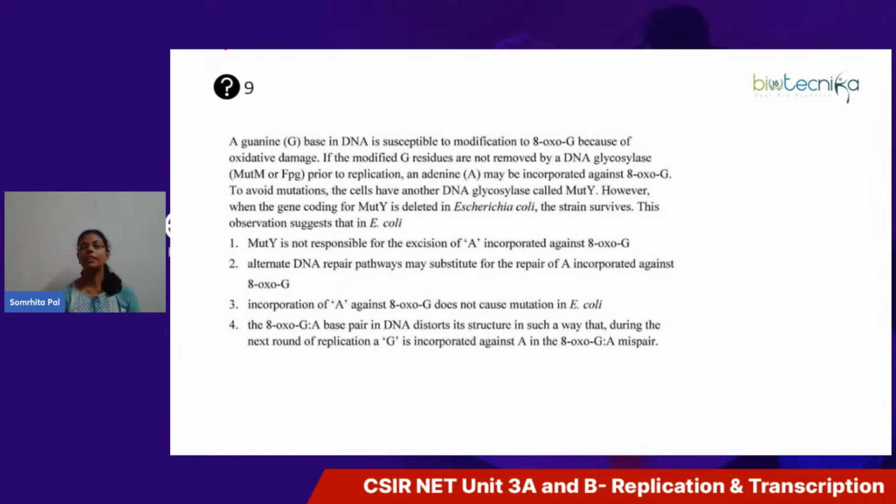But if somehow that pathway gets mutated for some reason, if that pathway is not working, then will you sit with the mutation? No. The cell always has a plan B. If plan A is not working, there is plan B, and that is by going through the alternative repair mechanism. So you use a different pathway to rectify that repair.